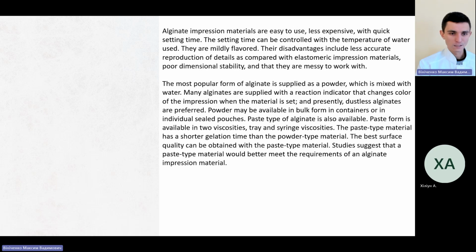Paste form is available in two viscosities, tray and syringe viscosities. The paste type material has a shorter gelation time than the powder type material. The best surface quality can be obtained with the paste type material. Studies suggest that a paste type material would better meet the requirements of an alginate impression material.